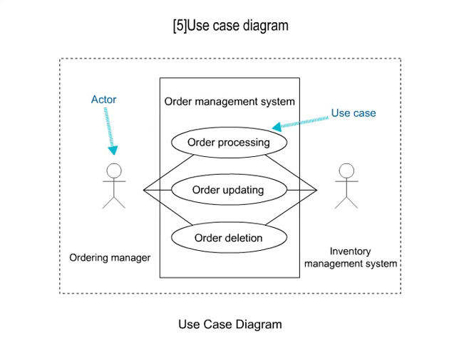5. Use case diagram. The use case diagram illustrates relationships between system functions and the users of those functions. Users and external systems are depicted as actors, while the functions supplied to the actors are the use cases.